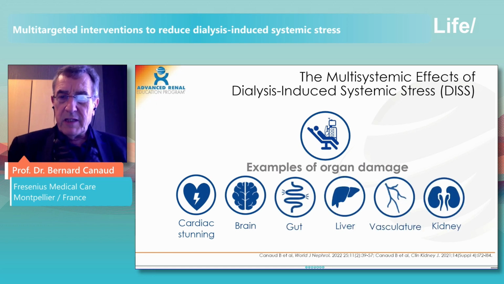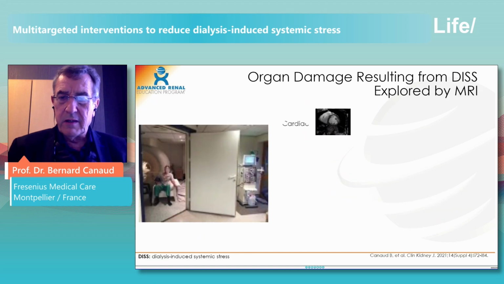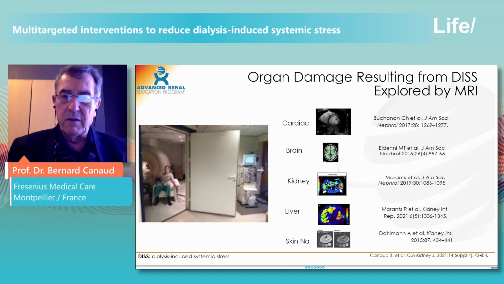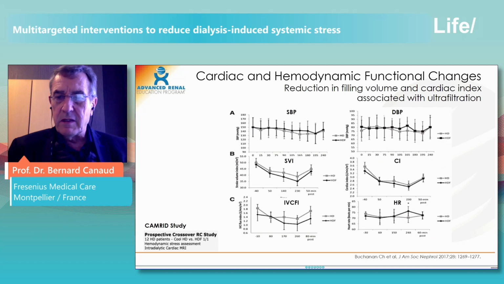So this is some example I will show you in a minute. Multisystemic stress with different examples of organ damage from the cardiac, the brain, the gut, the liver, and the kidney. I don't want to go into detail, but just to show the power of this new imaging technology. This is an example of a study performed in Nottingham, Derby in the UK, assessing dialysis patients during the dialysis session with MRI. You can get access to cardiac, brain, kidney, liver, skin now, and you can find the immediate impact of the dialysis session on the patient.